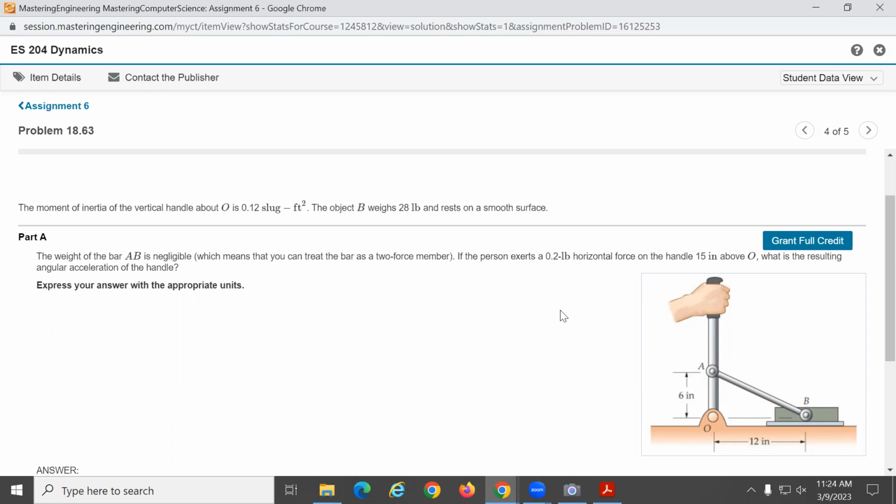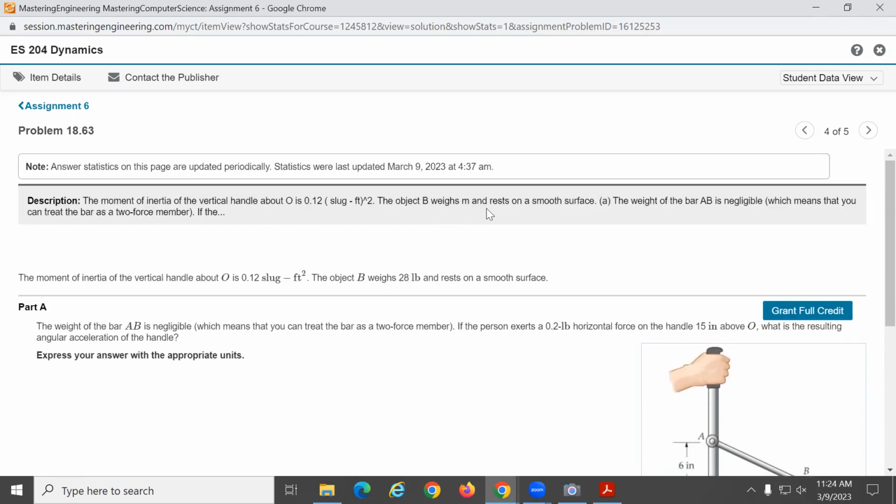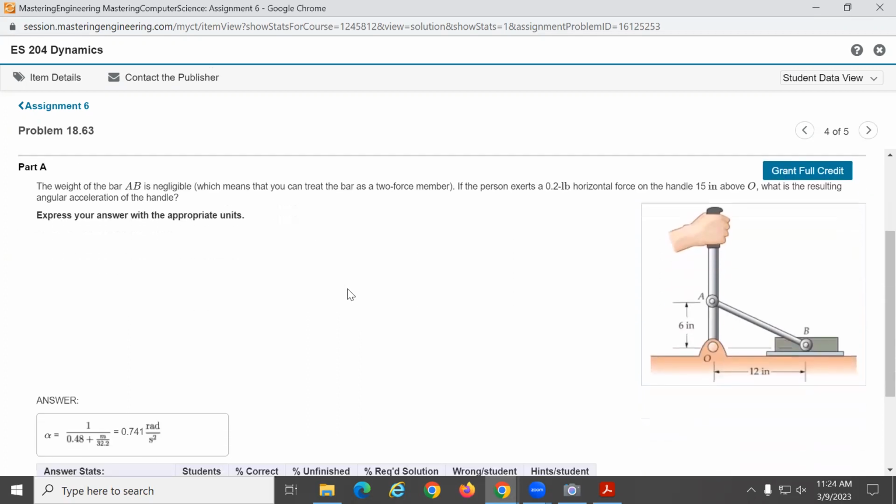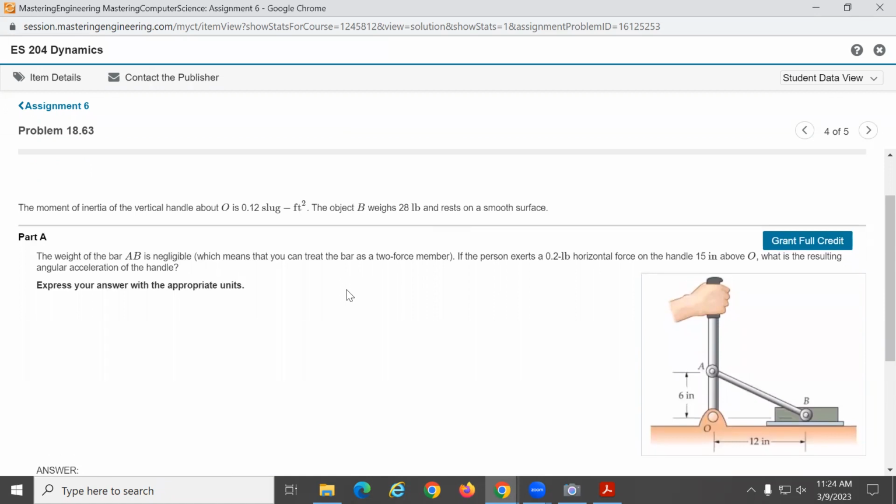Oh, I don't see it here. So maybe I should go to the problem. The object B weighs 20. The object B rests on... Oh, okay. And the moment of inertia of the vertical handle about point O, so I sub O, equals 0.12 slug foot square. That's the inertia in slugs, but it is what is given to us. And F equals 0.2.